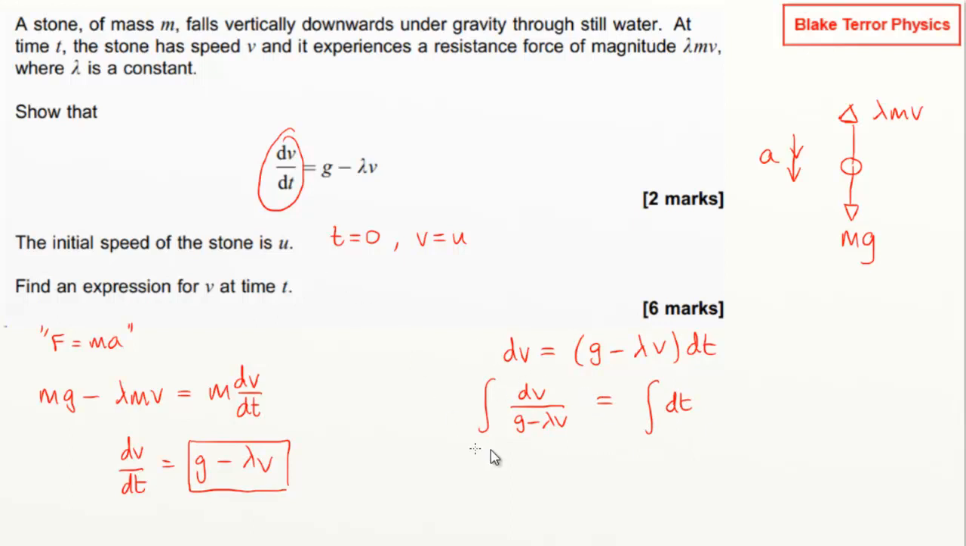Now we can put in the limits here. So we've got u for 0, and then we've got our general v at general t. So we've separated those out. Now we need to solve all of this. We've got a log integral on the left hand side here. So we're going to have a minus 1 over lambda natural log of g minus lambda v.